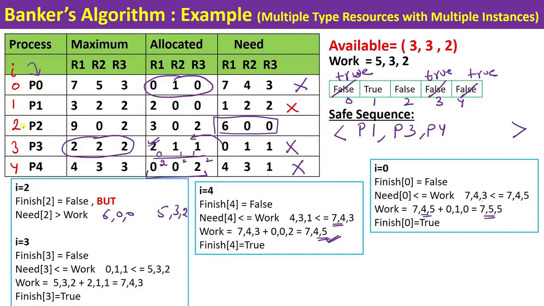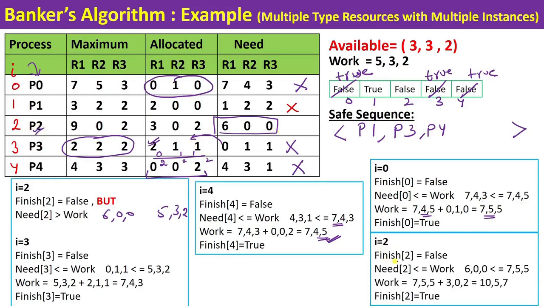Now after this I will go to P2. For P2 it is not finished. So finish of 2 is false, and need is 600. 600 is less than 755. All the three values are lesser. So work equals work plus allocated. Work is 755 and allocated is 302. Here you can see 302. After adding I got 1057 as the work content. The content of the work array will become 1057, and I will finally say finish of 2 is true. That means the P2 process is also finished.